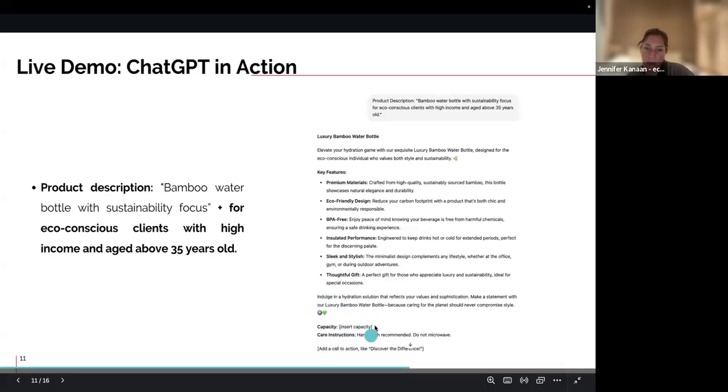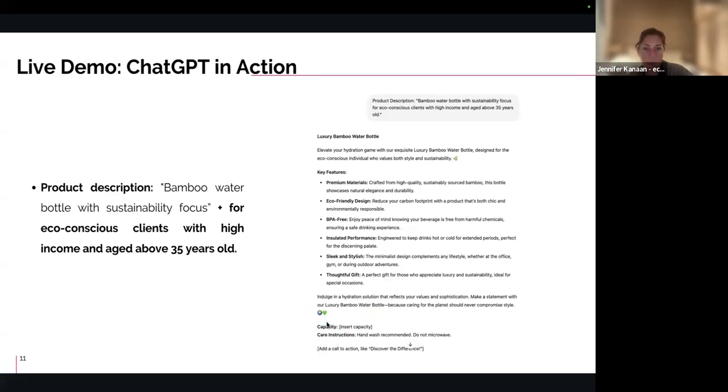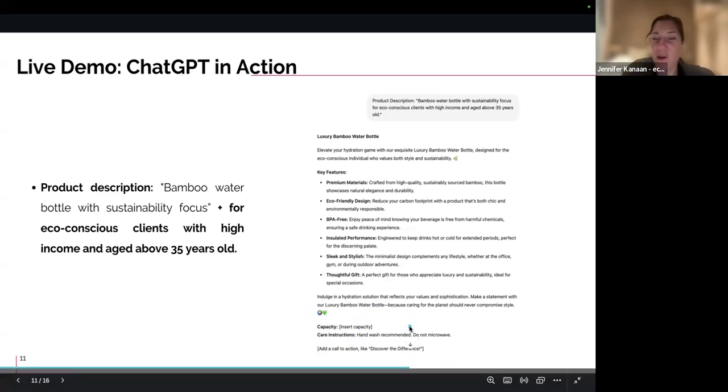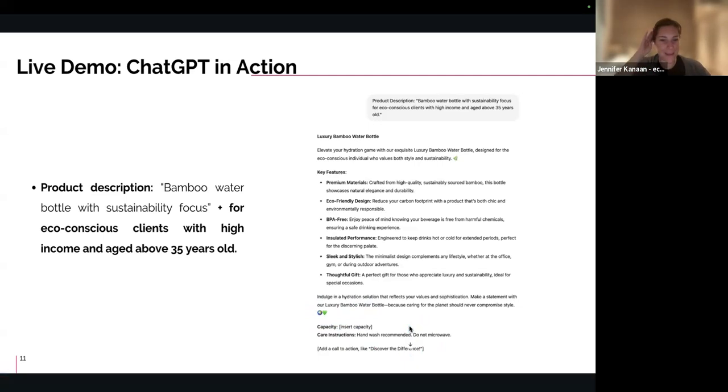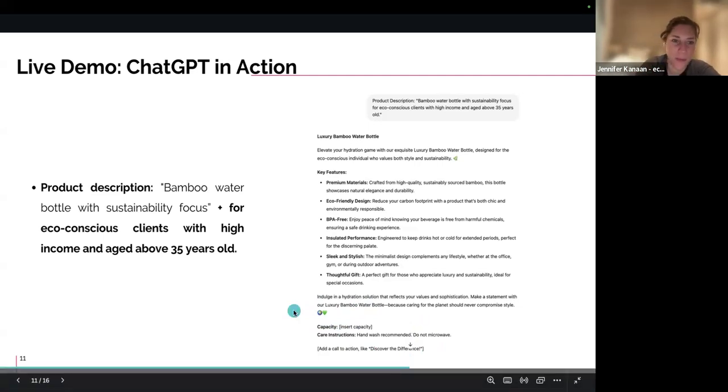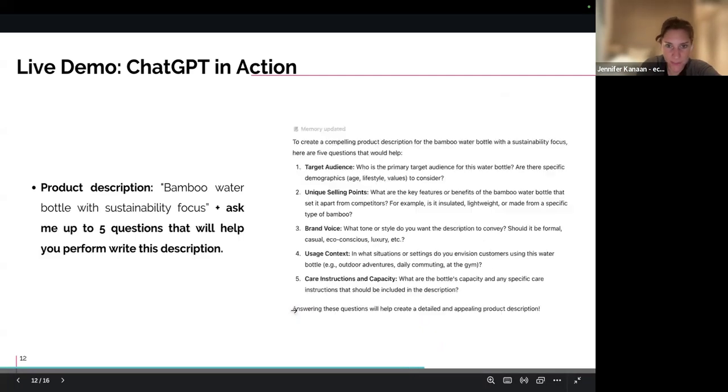And you see here that it also requests that I insert the capacity, because we haven't provided how big the bamboo water bottle is, and care instructions as well. It's like do not microwave. Obviously, this is probably something that is available on other product descriptions for bamboo products.